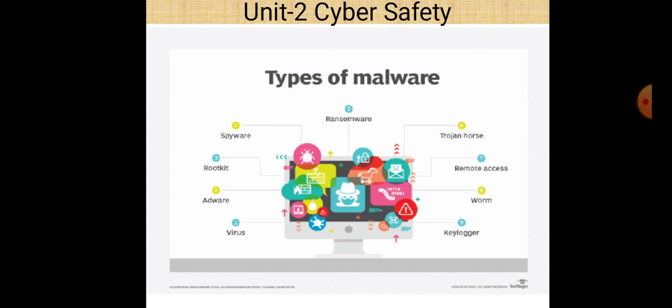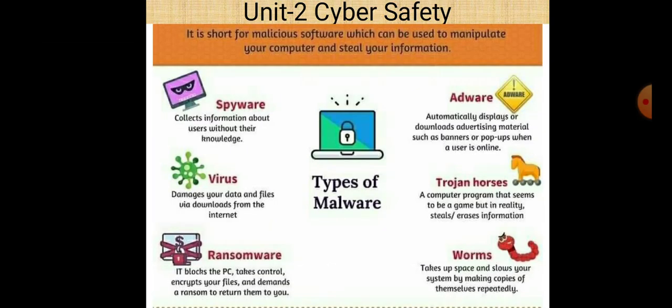The important malwares are worms, Trojan horse, adwares, spywares. Ransomware is another important malware. So these are the different types of malwares here. There is a brief description of all the main types of the malwares here. You can easily see that.